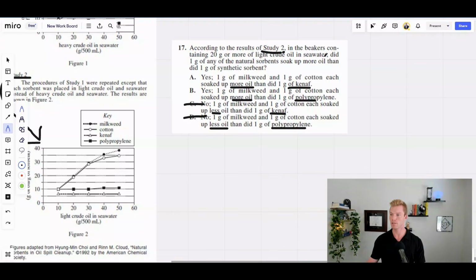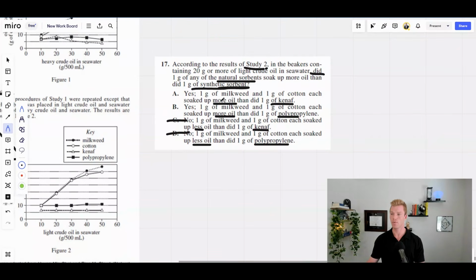And now we can just look at the question, which is asking, did the natural sorbents soak up more oil than the synthetic sorbent? And there's 2 ways to approach this. One, we can just say, which one sounds like a synthetic sorbent here? I don't really know what kanaf or polypropylene are, but polypropylene sounds a lot more synthetic than kanaf does. So I would just go with B based off of that.